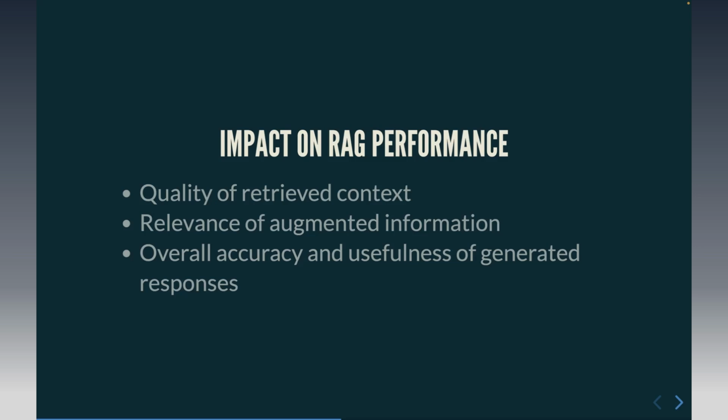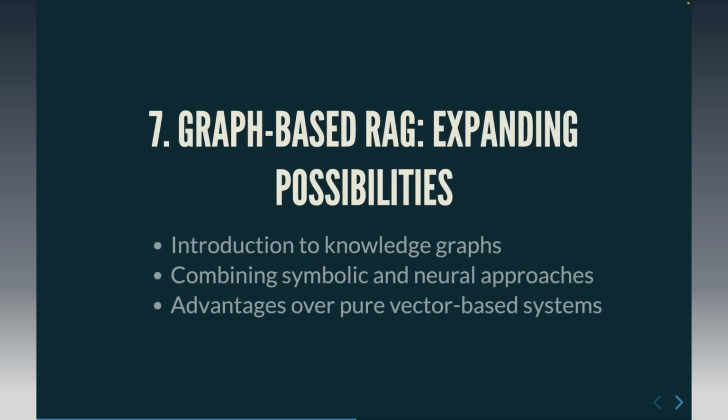But that's vector-based RAG. I said that there were other flavors. And the other one is graph-based RAG. Graph-based RAG takes things a step further by incorporating structured knowledge in the form of a knowledge graph. This approach combines symbolic AI, the knowledge graph, with neural approaches, the LLM, and offers some unique advantages over purely vector-based RAG systems.